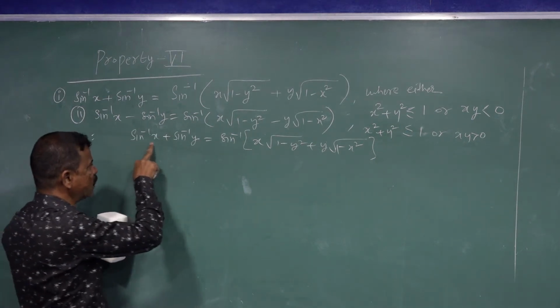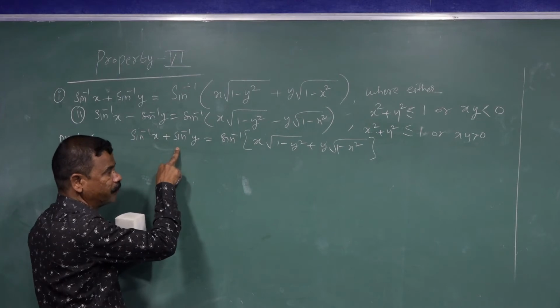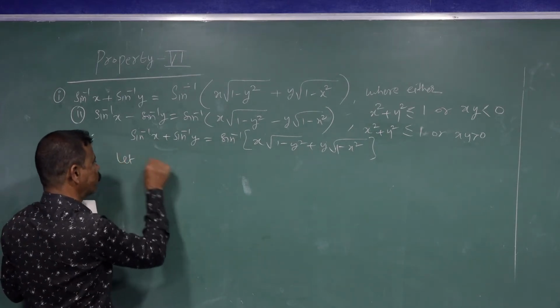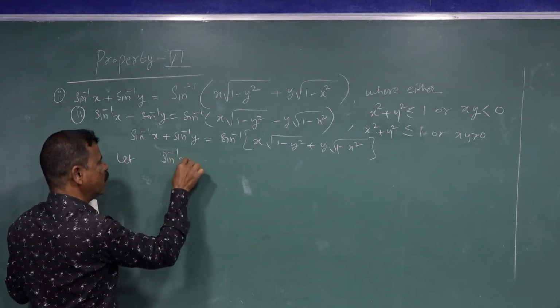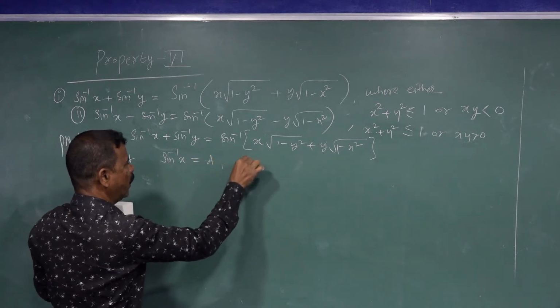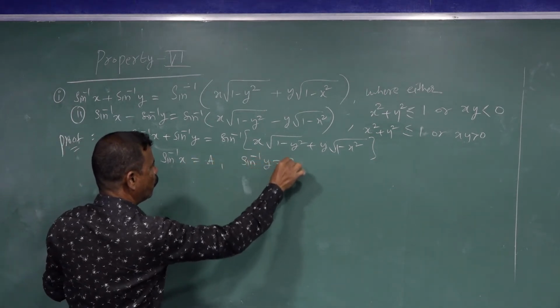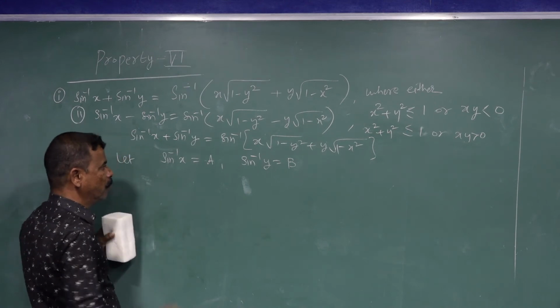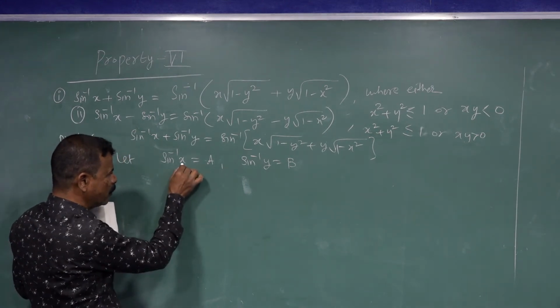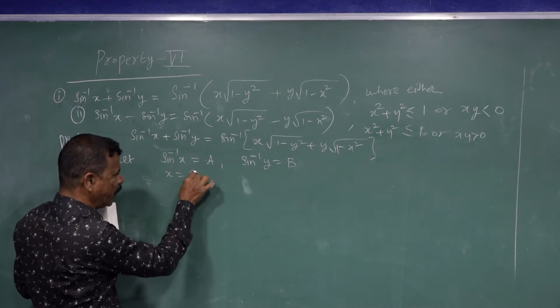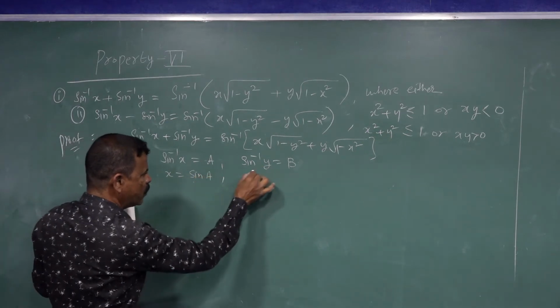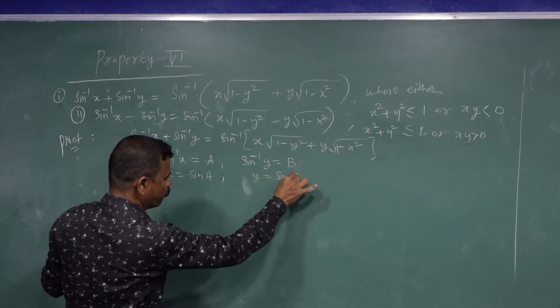Now the LHS is sin inverse x plus sin inverse y. Let sin inverse x be equal to A and sin inverse y be equal to B. So here x is equal to sin A, and here y is equal to sin B.